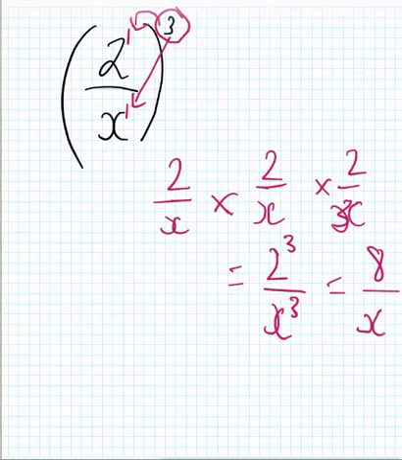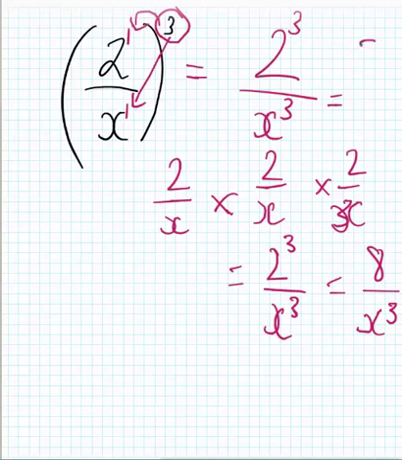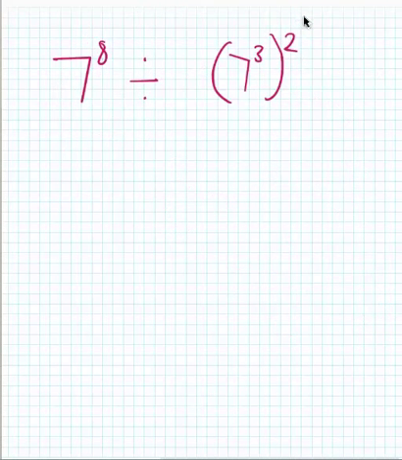Now to avoid the long way, we can use the index law, and that is, well, 1 times 3 is 3 over 1 times 3 is x to the power of 3. And of course, 2 to the power of 3 is 8 over x cubed. And that's it. Now let's try a question that involves, I guess, numbers instead of having variables as your base.